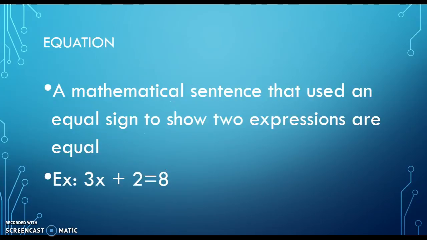Alright, an equation. An equation is a mathematical sentence that uses an equal sign. Uses an equal sign to show two expressions are equal. So, this is saying 3x plus 2 equals 8. So if we were to solve that, and that's a later lesson, we would see that this expression here is going to equal this one. That is an equation. When you think equation, think equals.